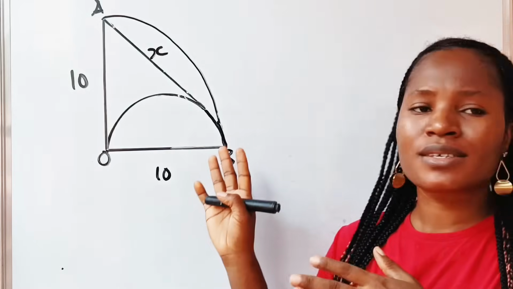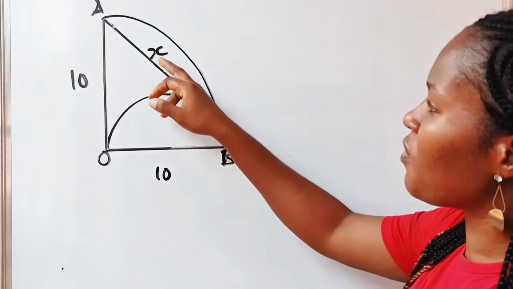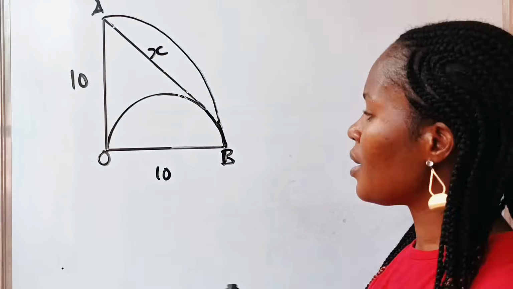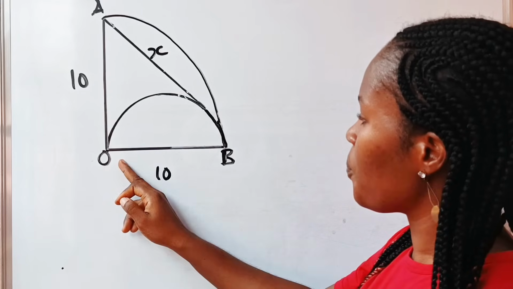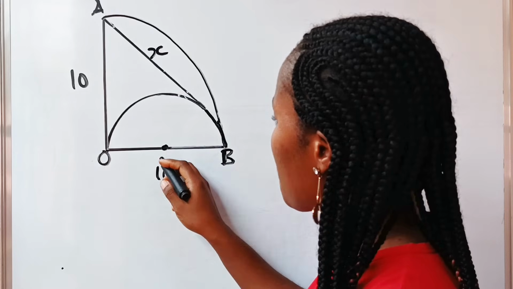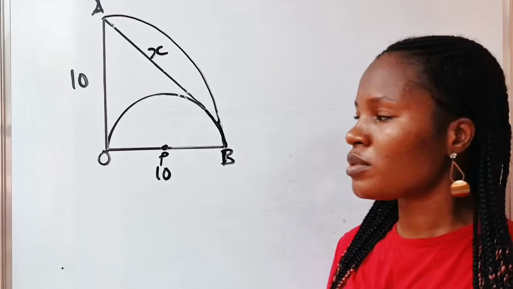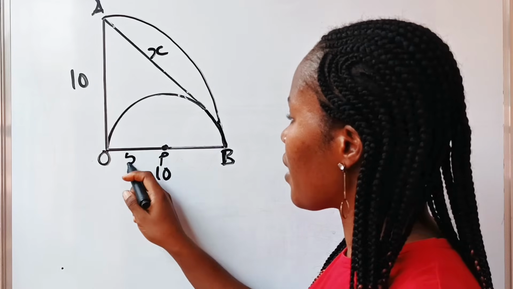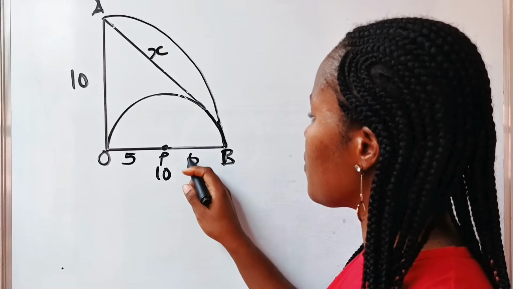Now, we need to understand what we are asked to find. We are asked to find x. First of all, remember that this is a semicircle. Now, if we call this center P, I'm going to explain what we are doing soon. If we call this center P, it means that OP is 5 and PB is 5 as well.